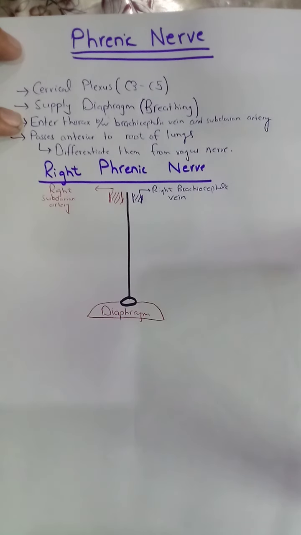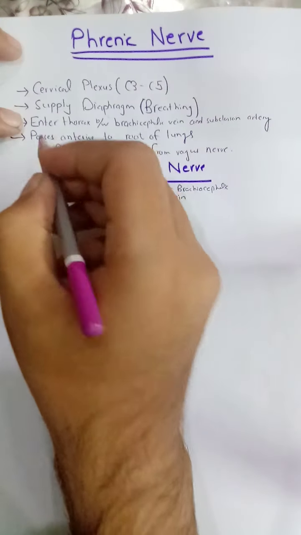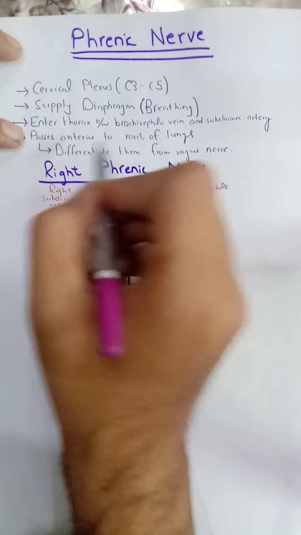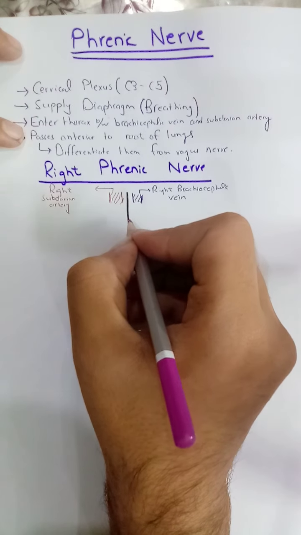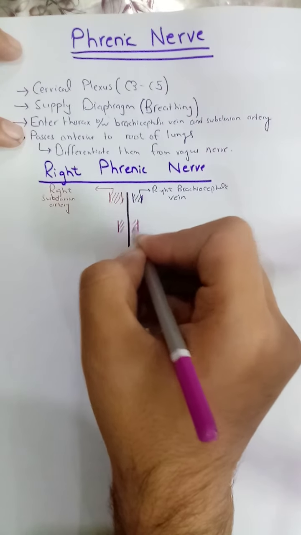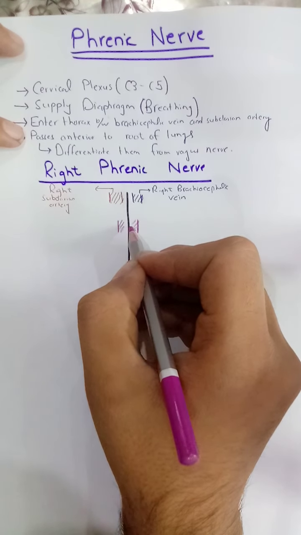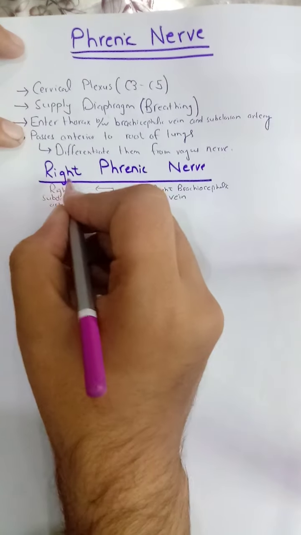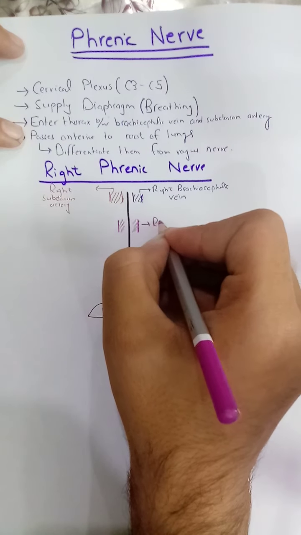Then it will move, and we have discussed that it passes anterior to the root of the lung, meaning the root of the lung will be posterior to it. We will see that also here. This is the root of the lung and it is passing anterior to it. As this is the right phrenic nerve, this will be the root of the right lung.